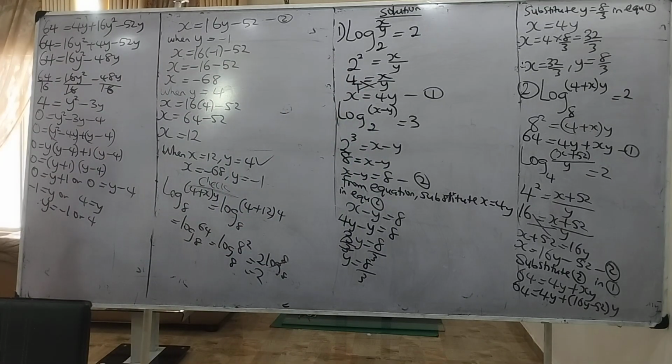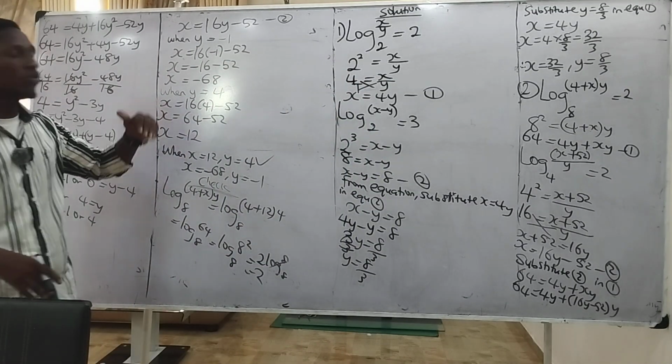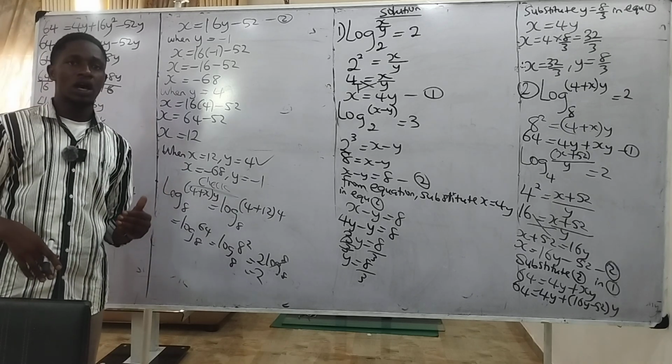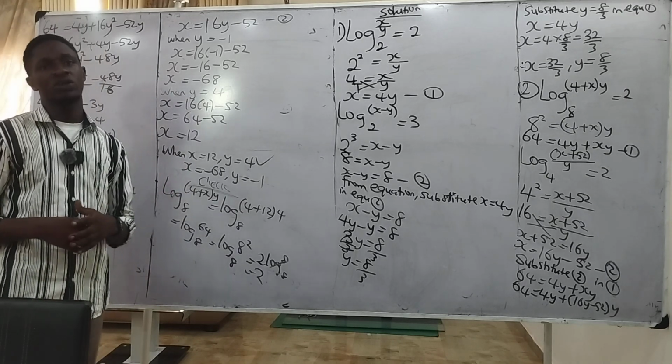So that is all for now. So we treated the one that involved simultaneous linear and the one that led to a quadratic.